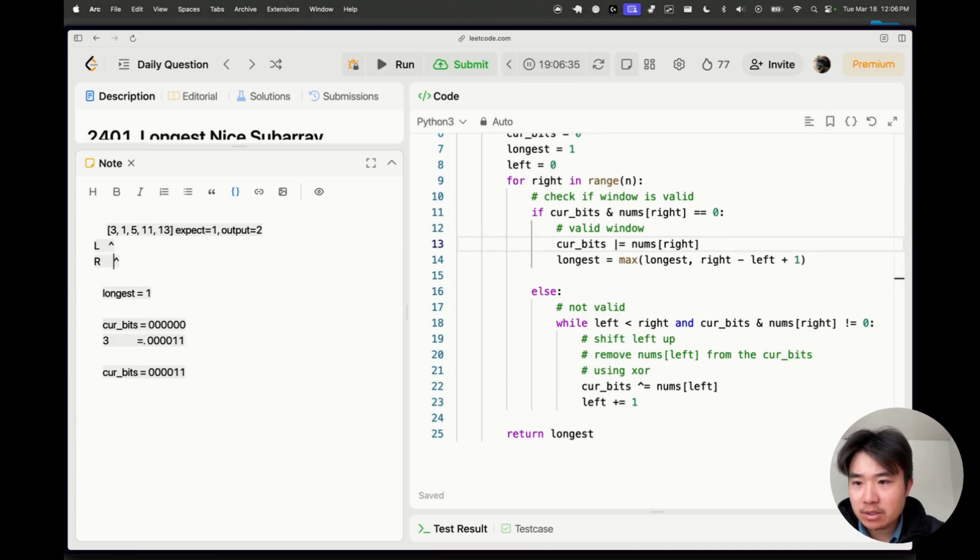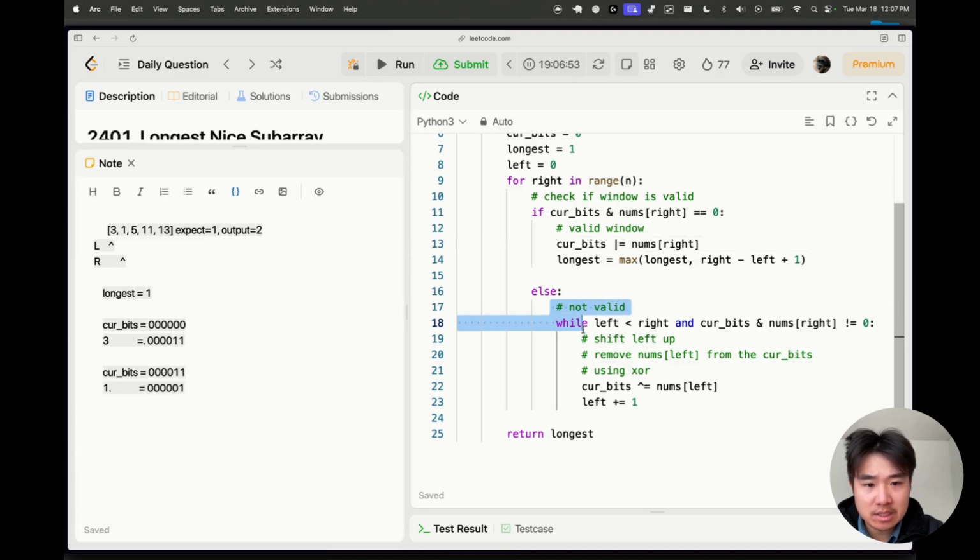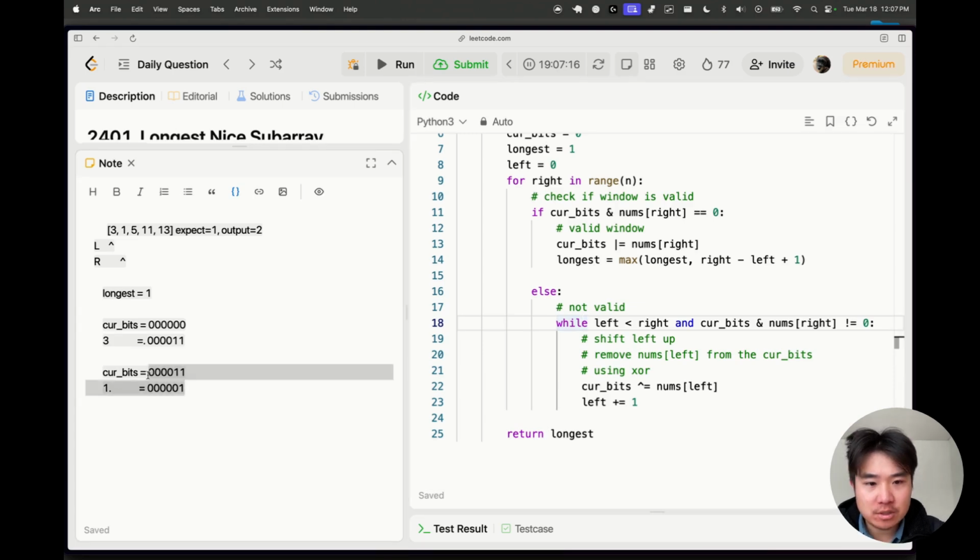Now right is going to be 1 right here. So we're going to check if cur bits ANDed with 1 is equal to 0. It is not. So it's going to be going to here, while left is less than right, and cur bits and nums right is not equal to 0. Well, yeah, it's definitely not equal to 0, right?